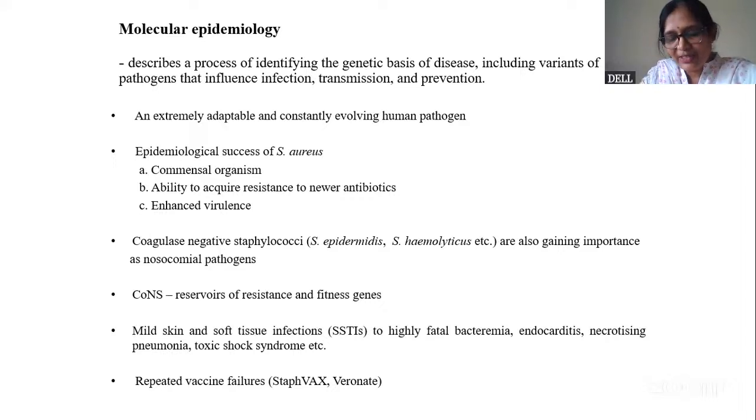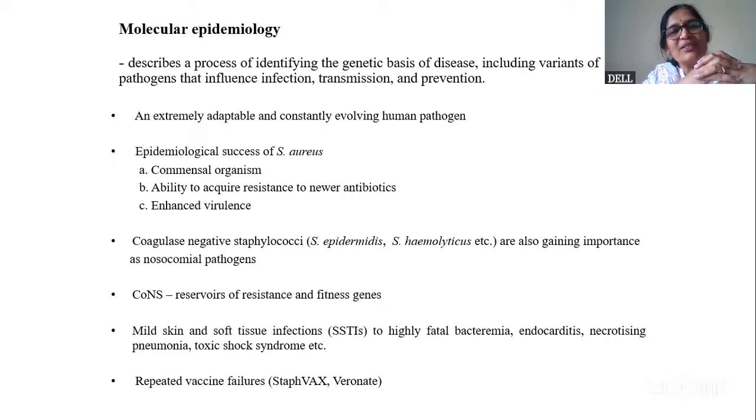So with this, I would like to go to the theme of my core subject, that is the epidemiology of staphylococci and why staphylococci is important and what are the different antimicrobial resistance that is present in the staphylococci. So let us just define or try to understand what is epidemiology. It's actually the process of identifying genetic basis of disease, including variants of the pathogens that influence infection, transmission, and prevention. Staphylococci is an extremely adaptable and constantly evolving human pathogen.